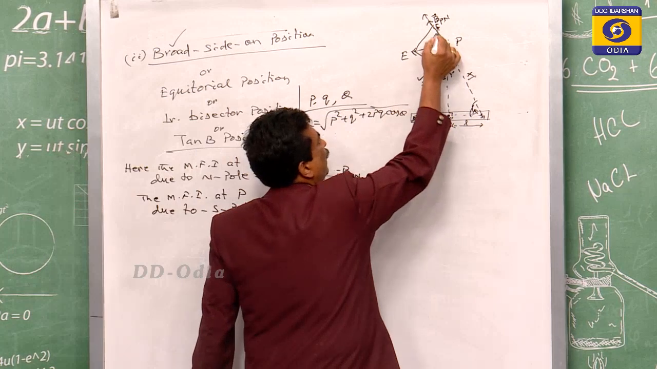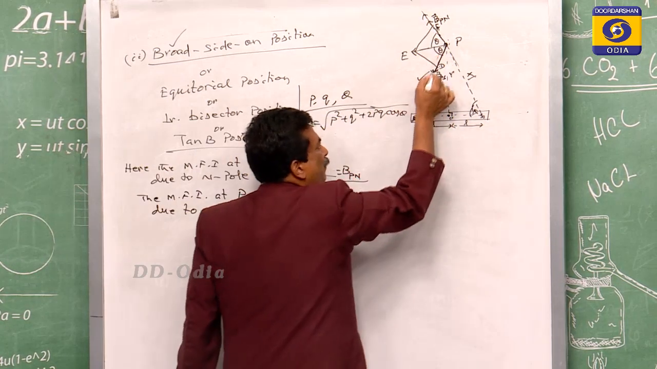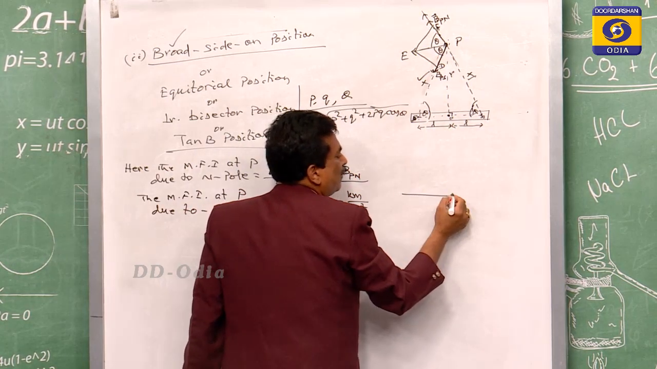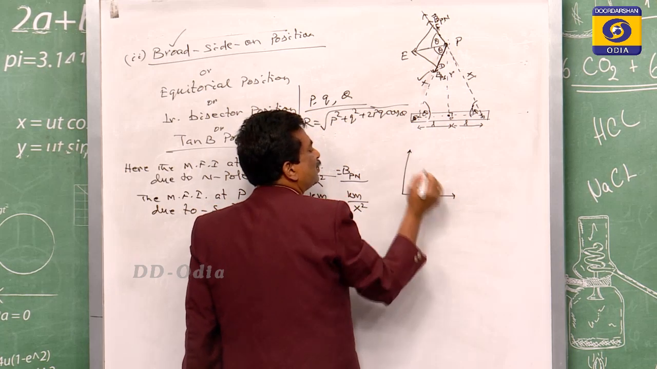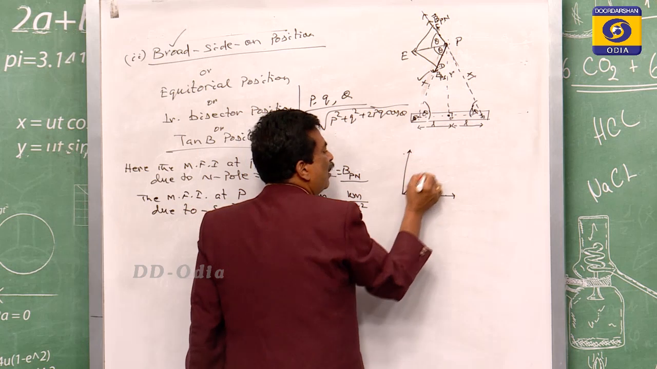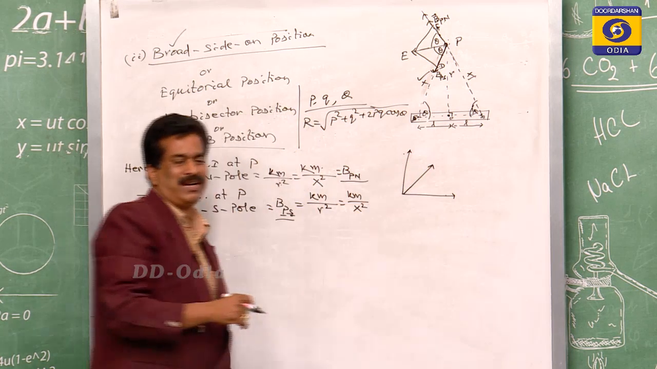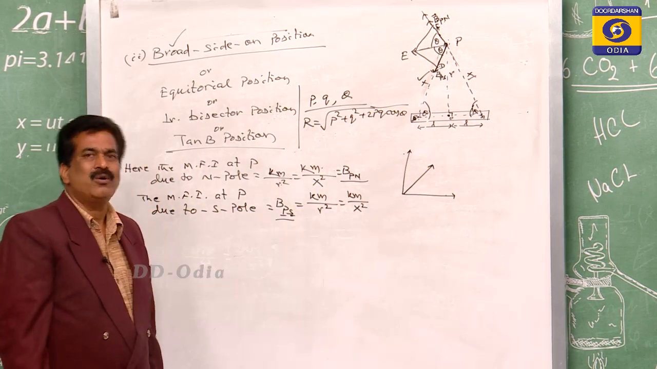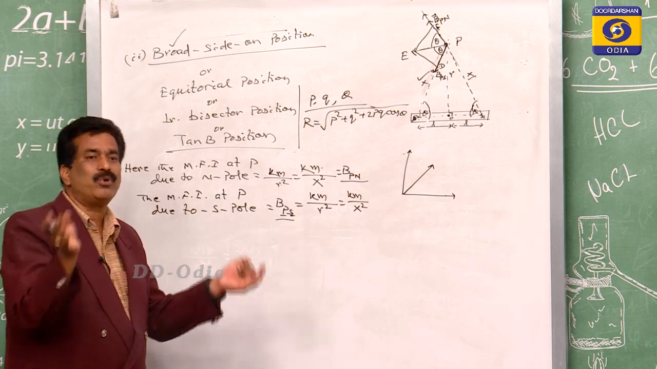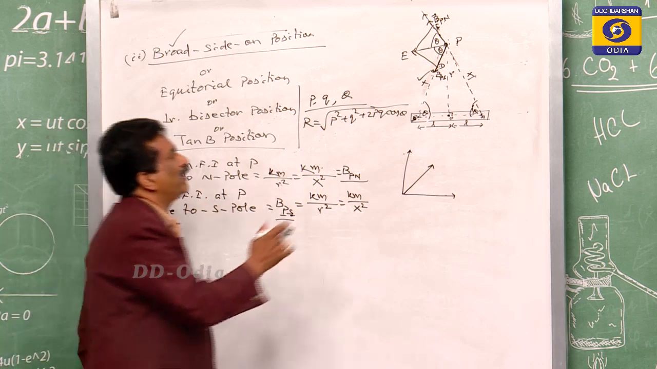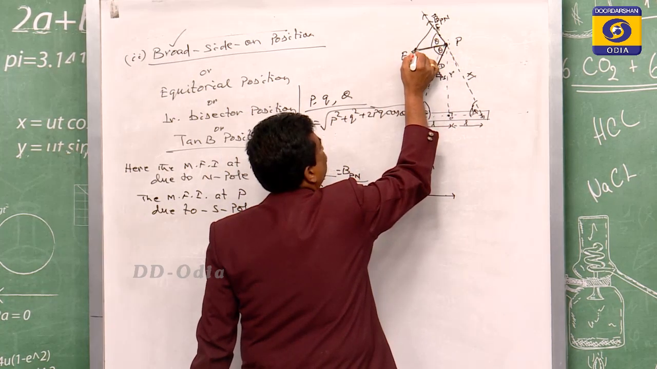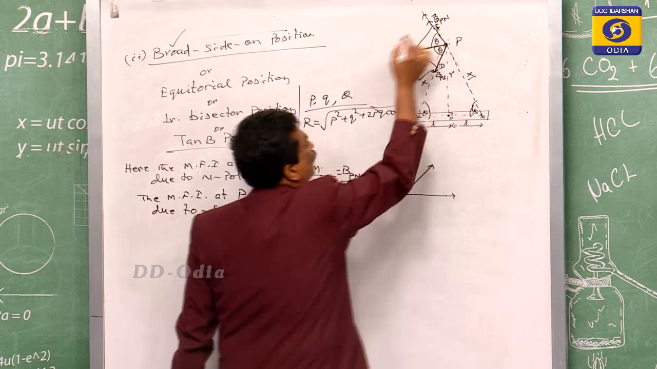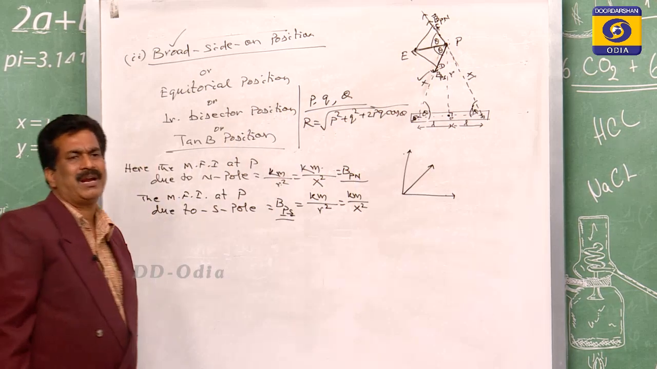You see, BPN is along this direction, BPS is along this direction. If one vector is in this direction, another vector is in this direction, then these two vectors will have their resultant. As in the vector chapter, we know how to solve when more than one vector is acting at a point. Here the two vectors are acting at a point, and its resultant will be this one. To find that resultant, we have completed the quadrilateral.